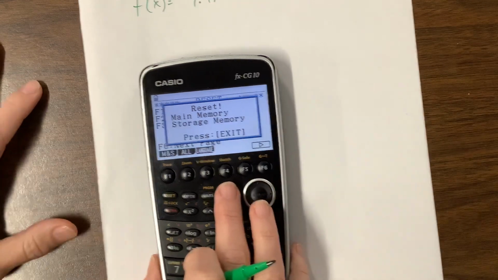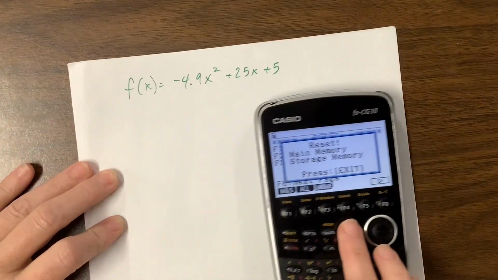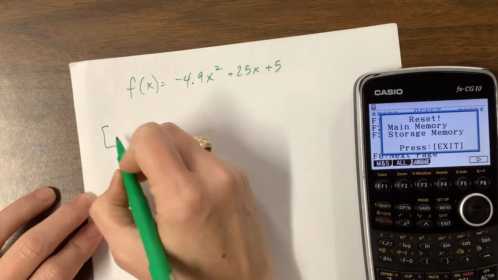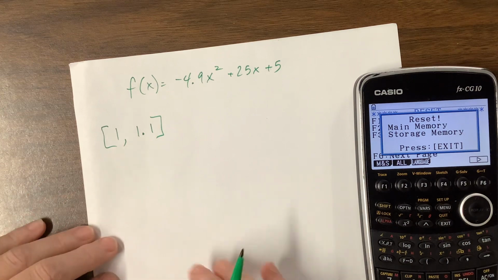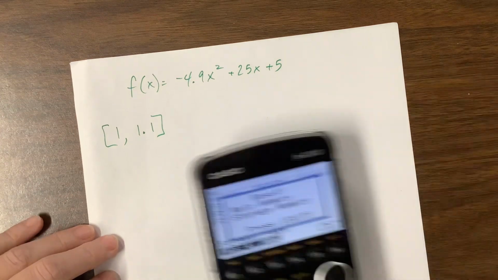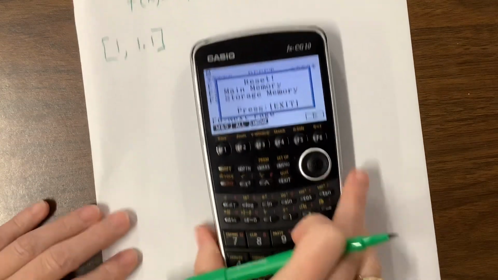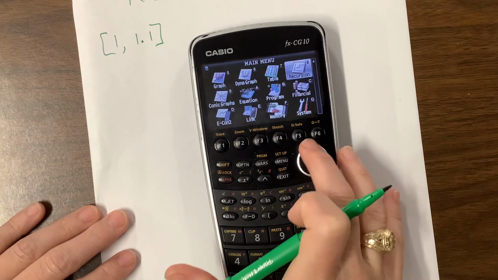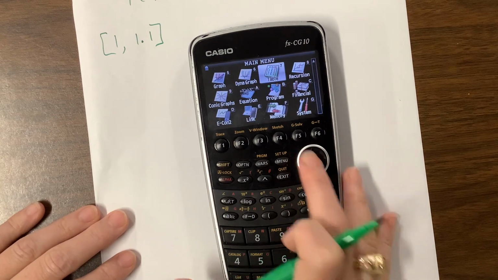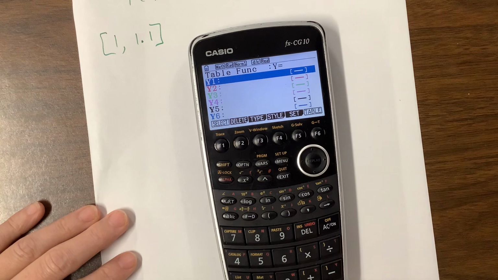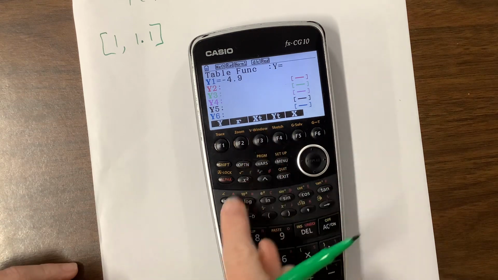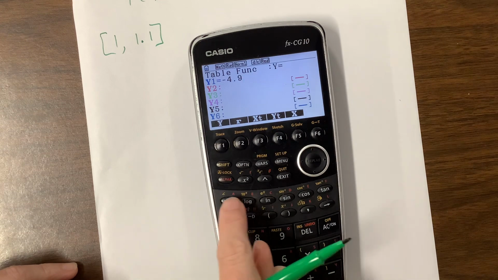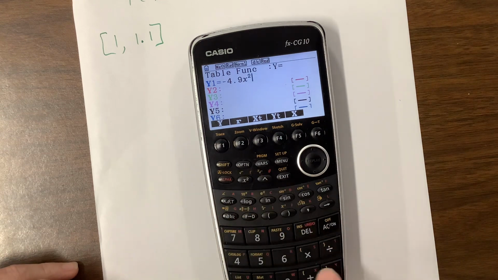So if you remember the problem that we had, it gave us this equation, and then it said find the average rate of change on the interval from 1 to 1.1, and then it went from 1 to 1.01 and 1.001. So I'm going to come here to my table feature. There it is. And I'm going to type in that equation. So it was negative 4.9. We had a couple kids that forgot that we needed to use this x button right here. X squared plus 25x plus 5.